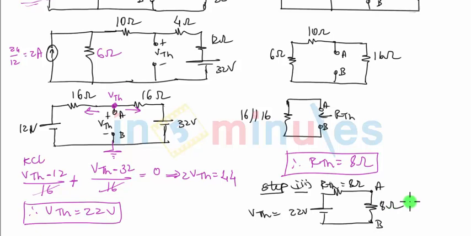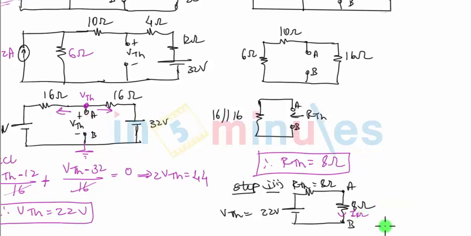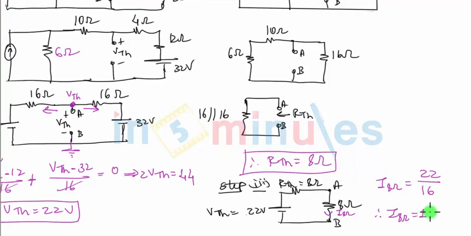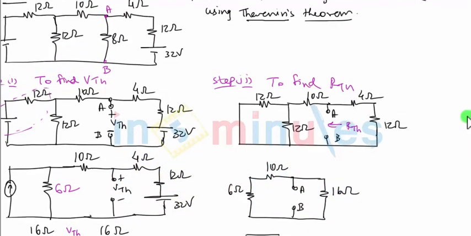The question was, what is the current through 8 ohm resistance? So let's define current through 8 ohm resistance. I'll call it I8 ohm. As you can see, I can find out I8 ohm simply by applying Ohm's law. The total voltage is 22 and the total resistance is 8 plus 8, that is 16. Therefore I8 is equal to, this will be 1.375 amperes. So that's our final answer, current through 8 ohm resistance, and we have found it using Thevenin's analysis.